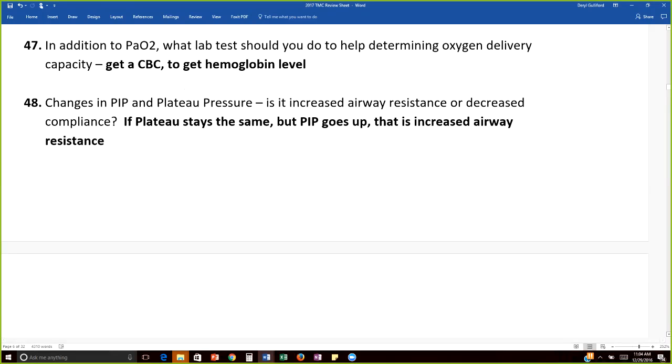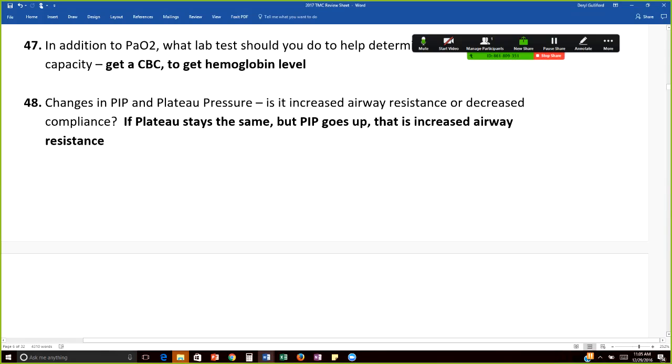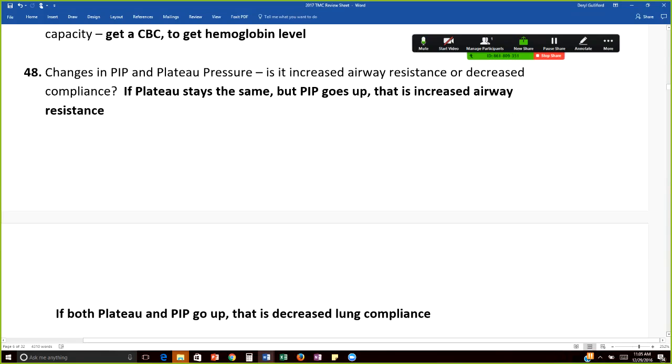PIP and plateau, this is a challenging thing for students. If the plateau stays the same, but the PIP goes up, that's an airway resistance problem. Let me say it again. If the plateau pressure stays the same, but the PIP goes up, peak inspiratory pressure goes up, that's an airway resistance problem. If the plateau and the PIP go up the same amount, that's a lung compliance problem. Let me say that again. If the plateau and the PIP both go up the same amount, that is a compliance problem. All right.